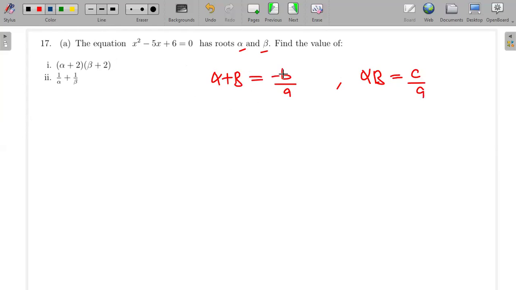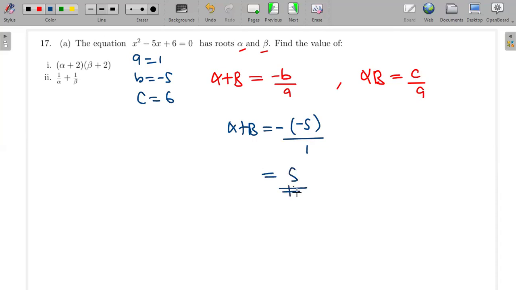So what is the b? Here the a is 1, the b is minus 5, and the c is 6. So alpha plus beta is equal to minus b, which is minus 5, divided by a, which is 1. So this will just be 5. So alpha plus beta is giving me 5. What about alpha multiplied by beta? This will be c divided by a.